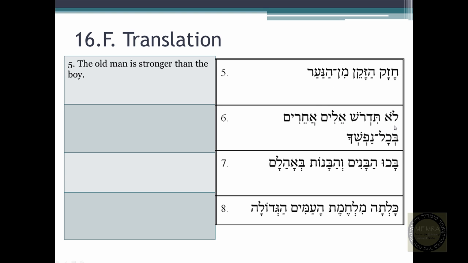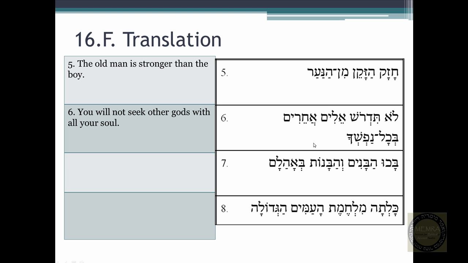Number 6, lo tidrosh elim acharim bekal nafshecha. So what do we have? Our negator, and then we have tidrosh. So here's our verb form from darash, has a prefix, so we know it's imperfect. Second person, it could be third feminine singular, but usually with lo it's going to be a command, and the command is directed to you, second person. So you will not seek elim acharim, other gods, bechol nafshecha, with all your soul.